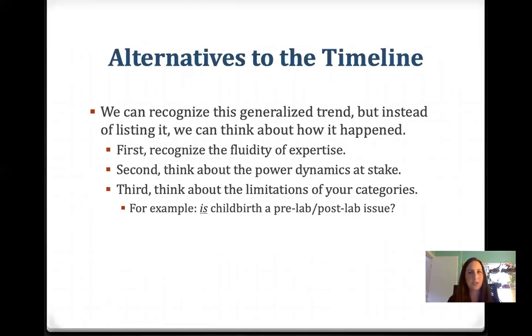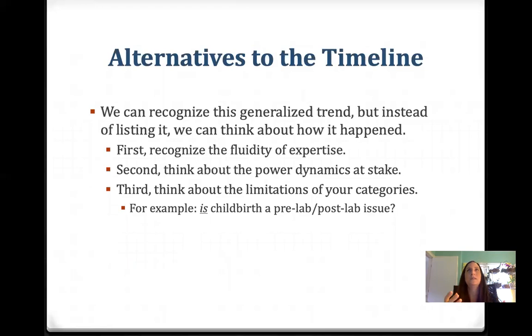So back to the question of alternatives to the timeline. We can think about power dynamics. Sometimes they're gendered, sometimes they're racialized, sometimes they're interpersonal. Now let's think about the limitations of our categories. For example, is childbirth a pre-lab versus post-lab issue? Channing tries to make it seem that way. He says, we need to think about the whole understanding of the body through a scientific lens. He's saying that how we understand childbirth has changed as medicine becomes more scientific.